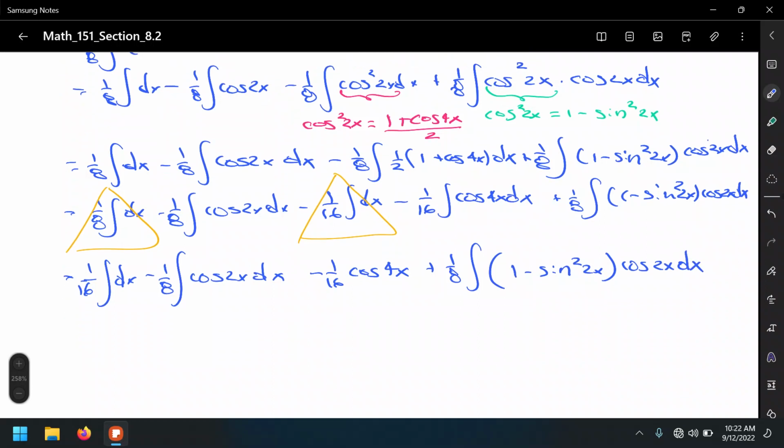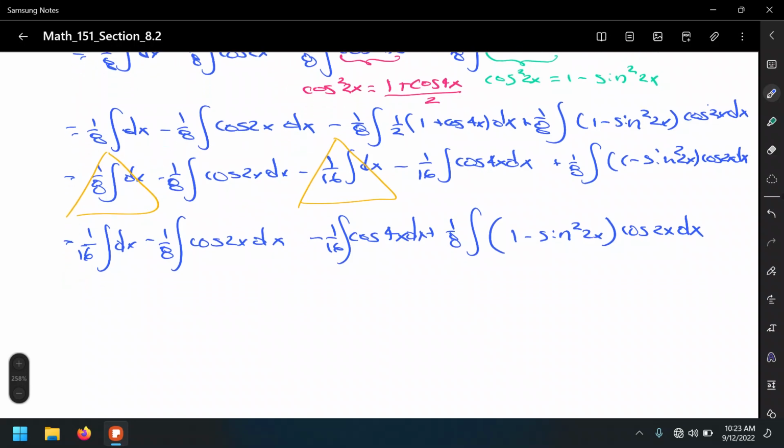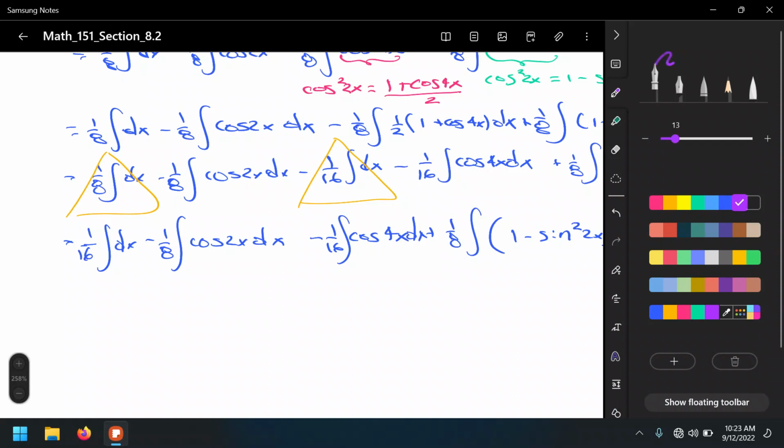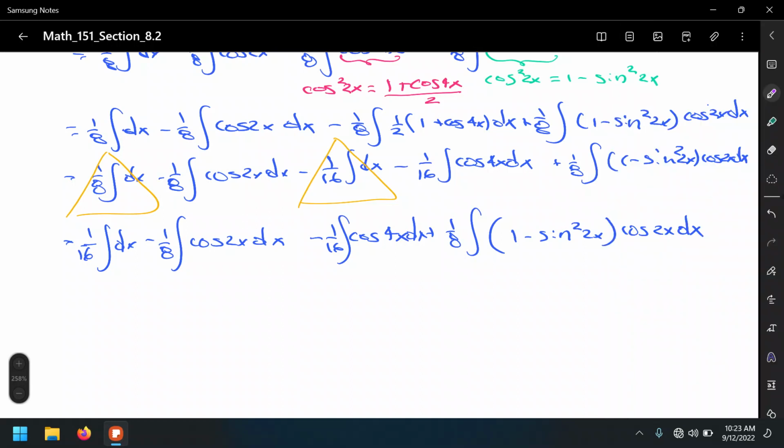The first three integrals we can evaluate in an immediate form. However, we need to set up a U-substitution for the very last integral, which I'm going to show right below. In this case, u equals sine 2x, du equals 2 cosine 2x dx. That means cosine 2x dx equals 1/2 du.